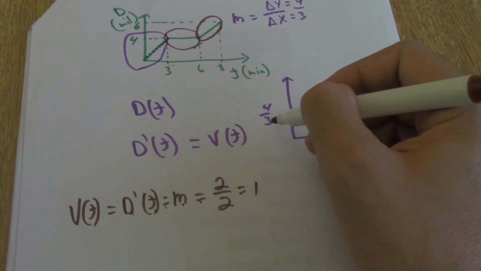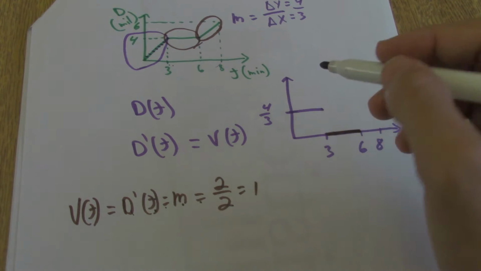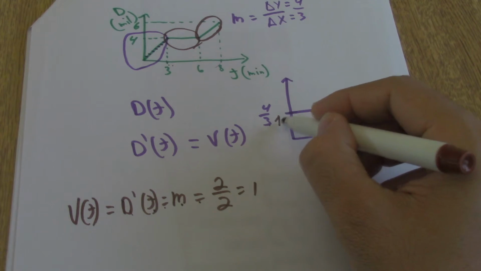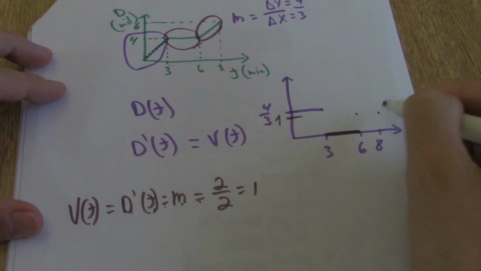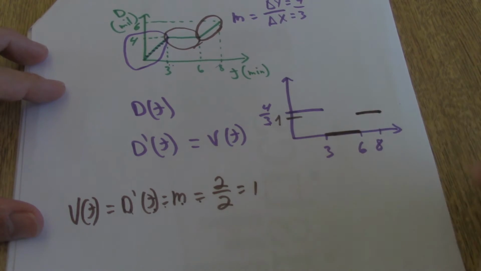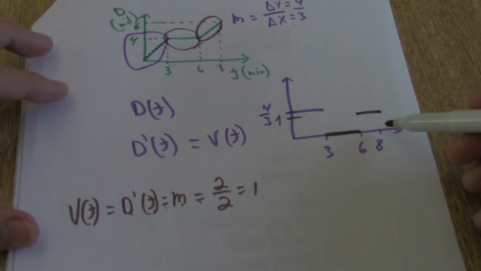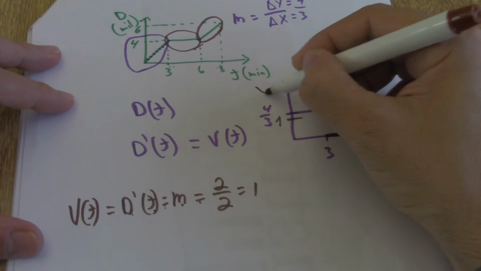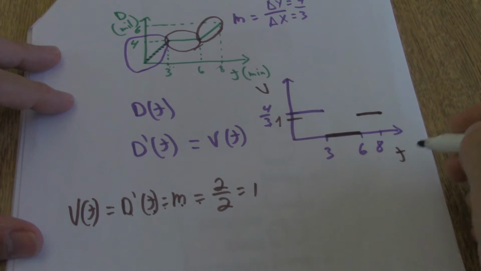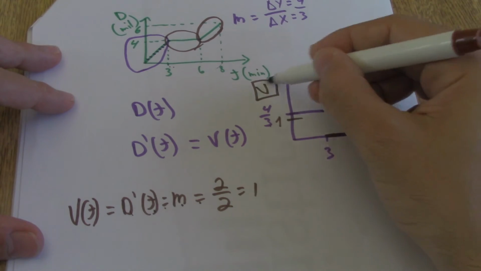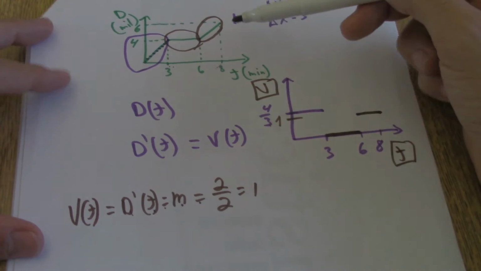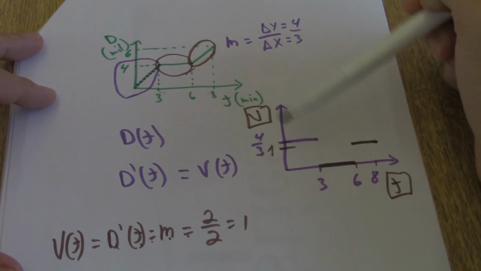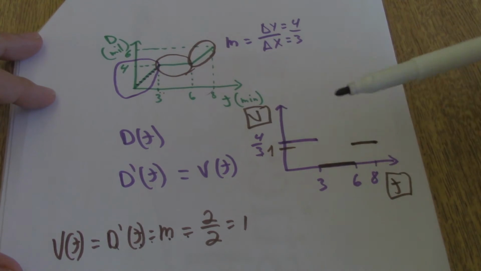So here 4 over 3 is 1 and 1/3, a little bit more than 1. So 1 should be around here. So from 6 to 8, this is what is happening in the graph. Now, the first graph is distance versus time. The second graph is velocity versus time. So the sketch of the velocity for this distance-time graph is this one.